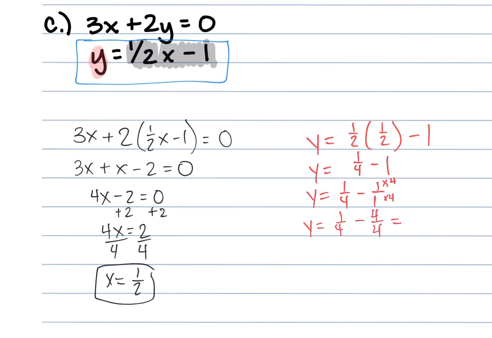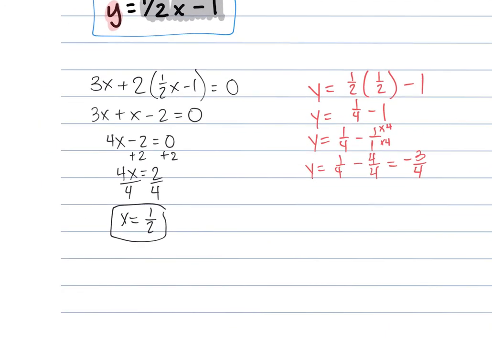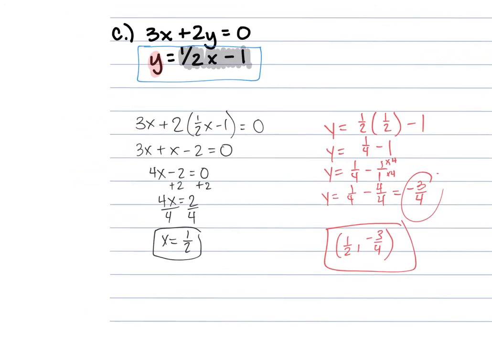And Emma, what do I get when I do this? Negative 3 over 4. Emma got super close, 9 different times, and then finally she pulled through. Okay, so my final answer is not this though. What's my final answer? Davon? 1/2 comma negative 3 over 4. Beautiful. Are we good on that one?